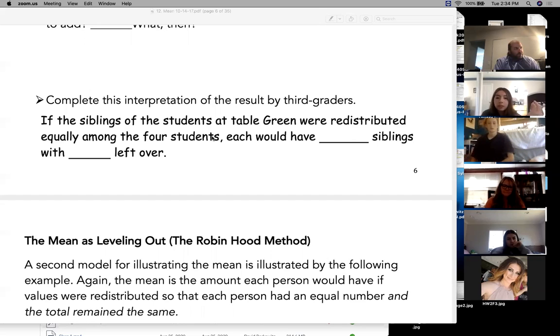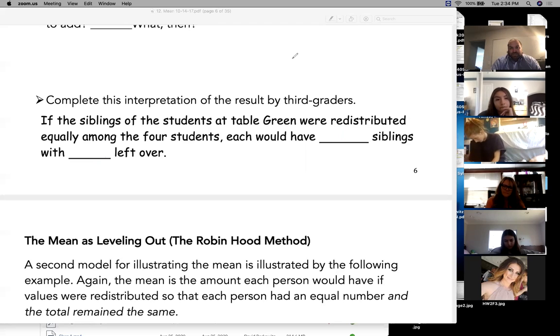Would it still be each would have 5 siblings? Each would have 5 siblings because each one has 5 cubes. With how many left over? 2. With 2 left over. Okay.